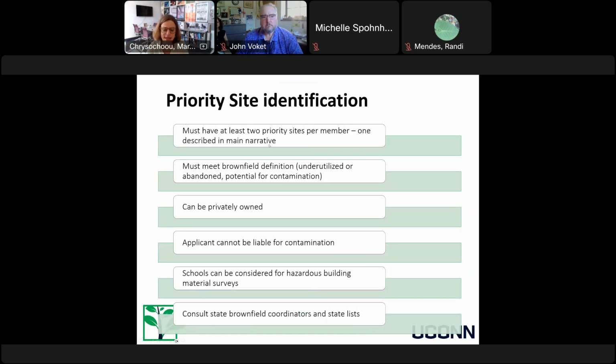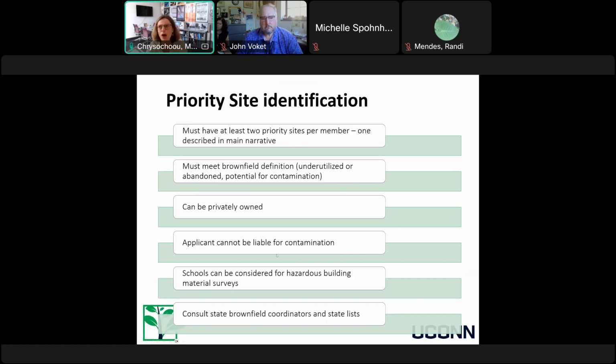So what are priority sites? As I mentioned, you must have at least 2 sites per member. These sites must meet the brownfield definition, so be underutilized or abandoned and have potential for contamination based on past uses. They can be privately owned, but you cannot be liable for contamination.